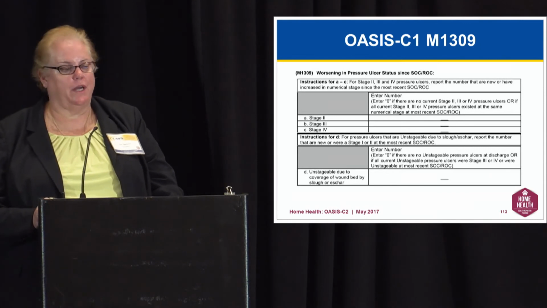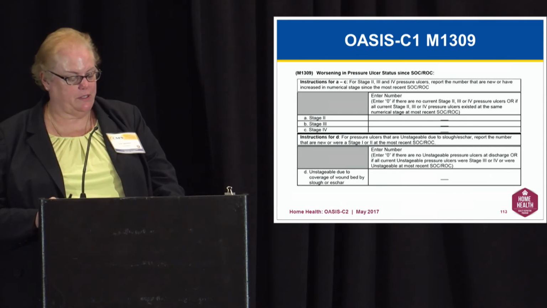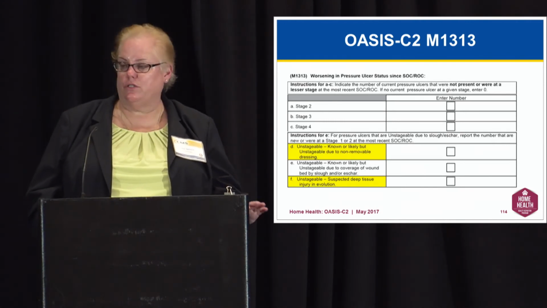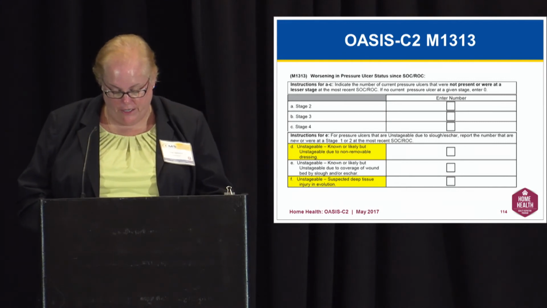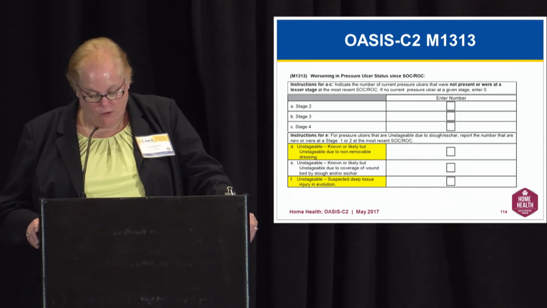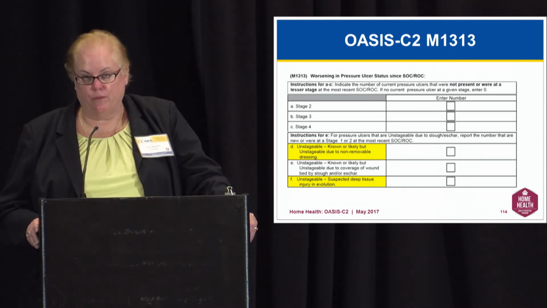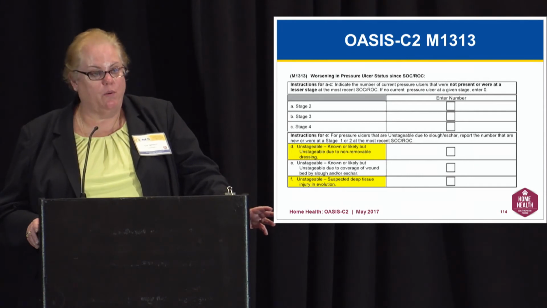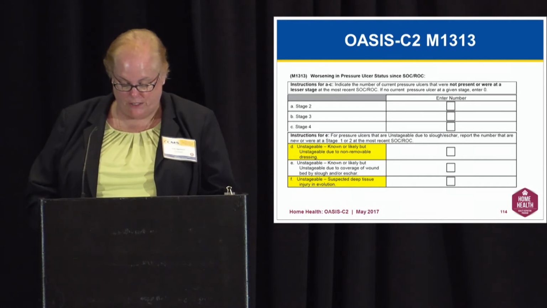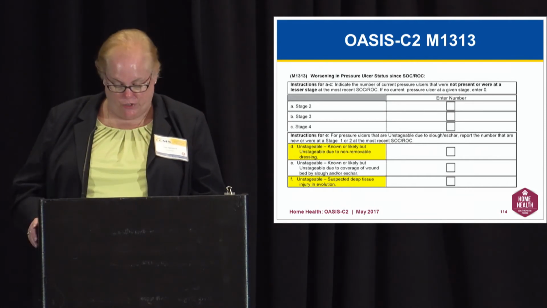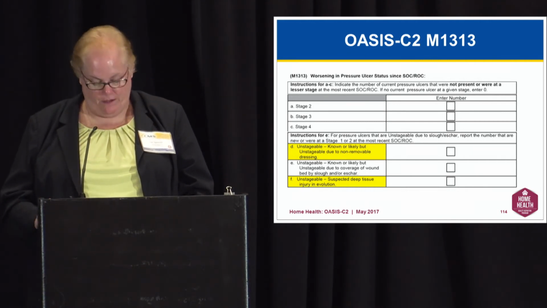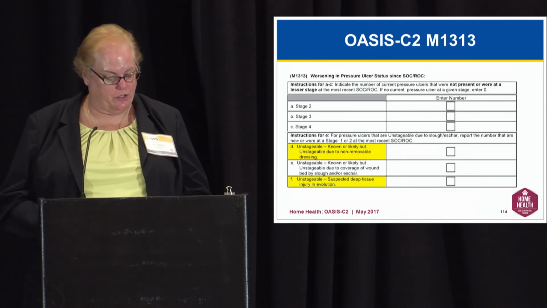If you remember, this is what the item looked like on the previous assessment, the OASIS-C1, and this is what it looks like here. What you'll notice is there are two areas highlighted here. The unstageable categories now include: unstageable, known or likely, but unstageable due to non-removable dressing. And then E, which you always had: unstageable, known or likely, but unstageable due to coverage of wound bed by slough or eschar. And then you have the new one, F: unstageable, suspected deep tissue injury in evolution. So these are new items, or new questions that you have to answer.